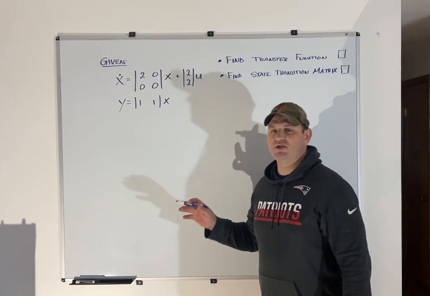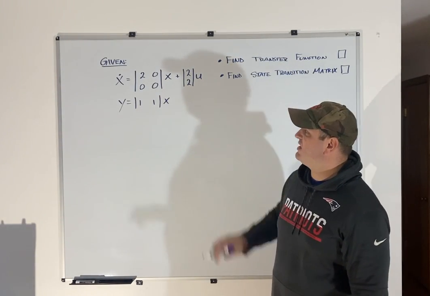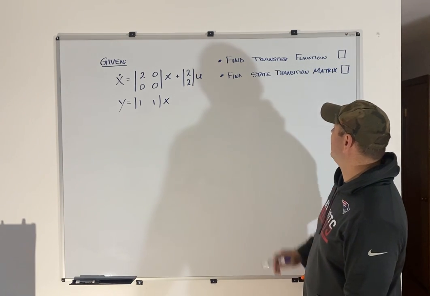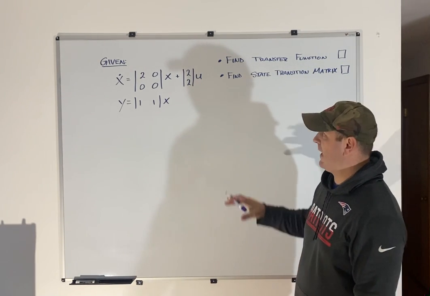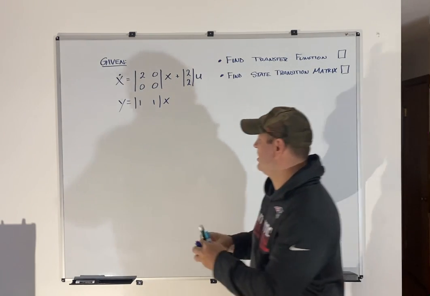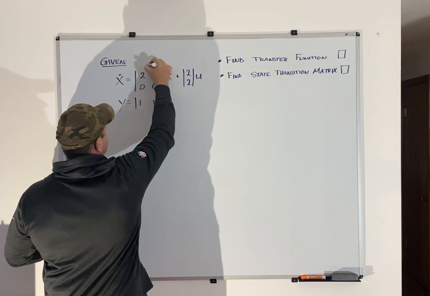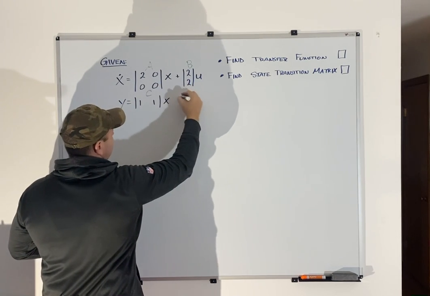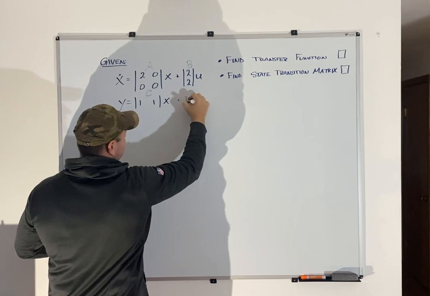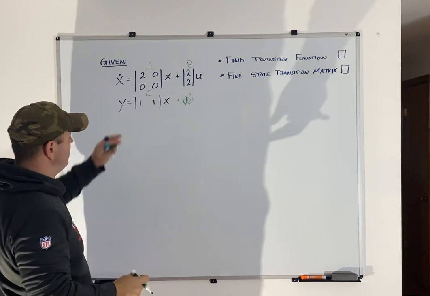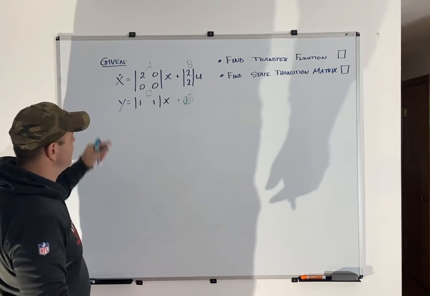All right, let's do this: given a state space, find the transfer function and find the state transition matrix. State space given here, I'm going to put the labels on it so it's easy for us. Here's A, here's B, here's C, and there would be a D here, but there's no D matrix in this one. So okay, we know our A, B, and C matrices from the given state space.